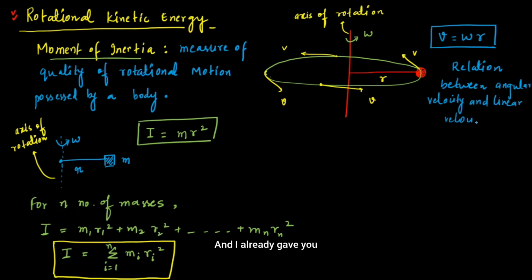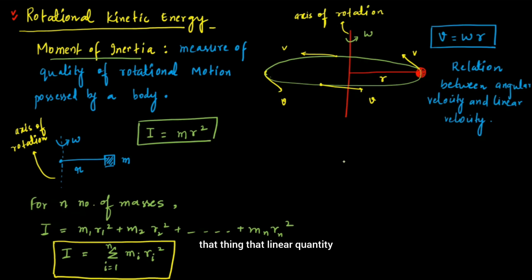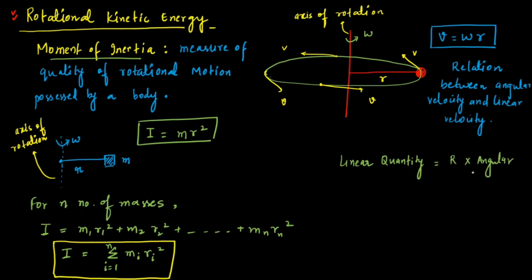And I already gave you that idea of how to remember these relations. I just gave you that thing that linear quantity is always equal to r times angular quantity. This is how you can remember it.